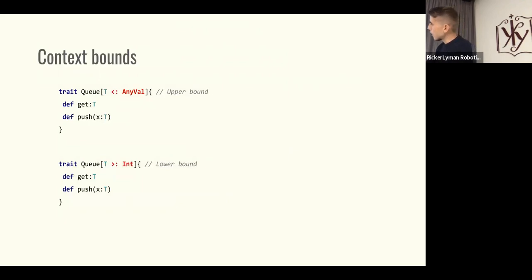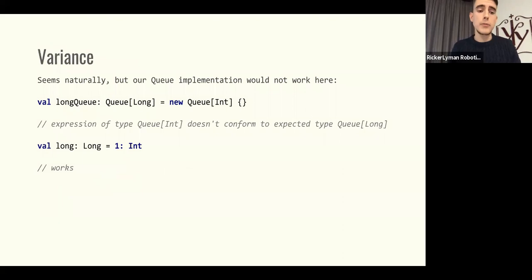For the lower bound, there is the same sign, but in a different direction. So this means the type T should be a supertype of Integer, which gives us two types, AnyVal or Any. You can use both of them. This is not the best example for the lower bound. There can be some better example when you have some hierarchy and it makes sense to have this lower bound.